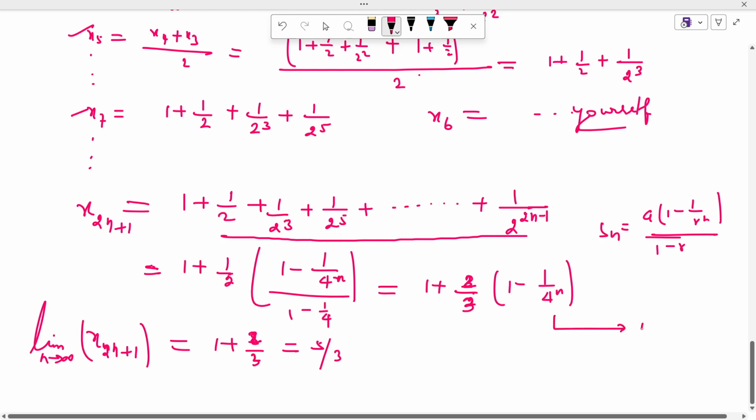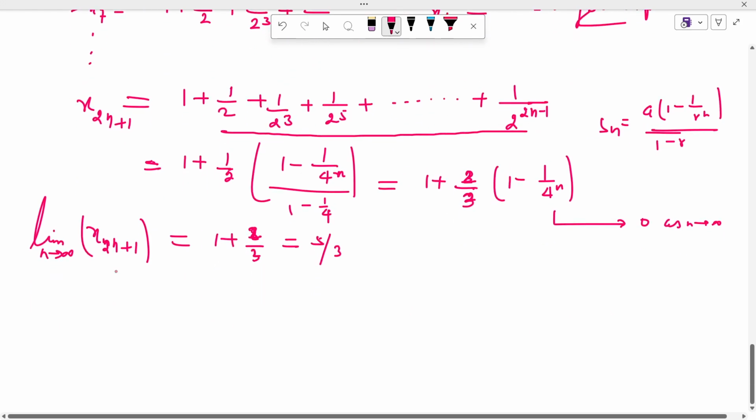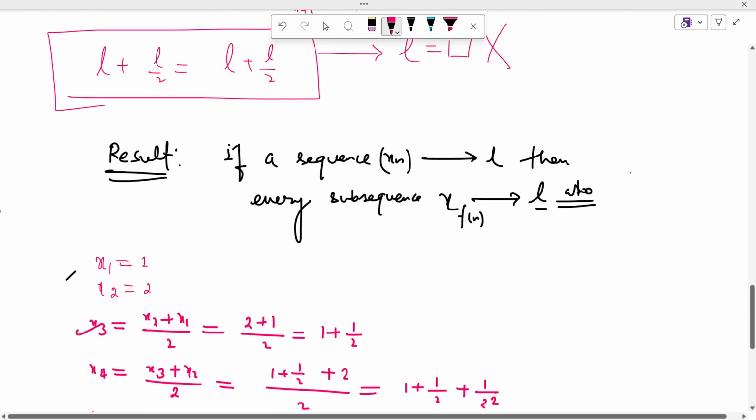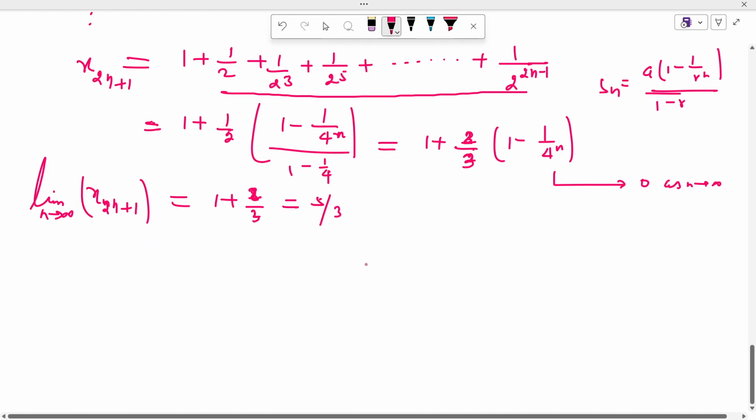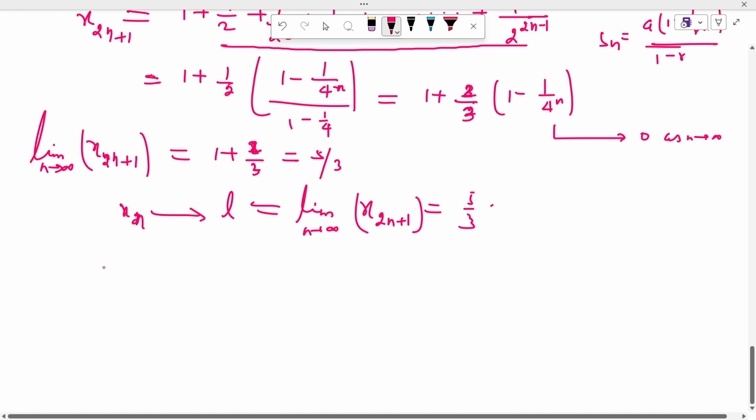As n goes to infinity, as we know the property of this result, if the sequence is convergent, then its subsequence also converges to the same point. As we have decided xn is convergent, so it is exactly equal to the limit as n tends to infinity of x(2n plus 1), which is equal to 5 by 3. So we have reached here. The final answer is that xn converges to 5 by 3. This is the complete answer.